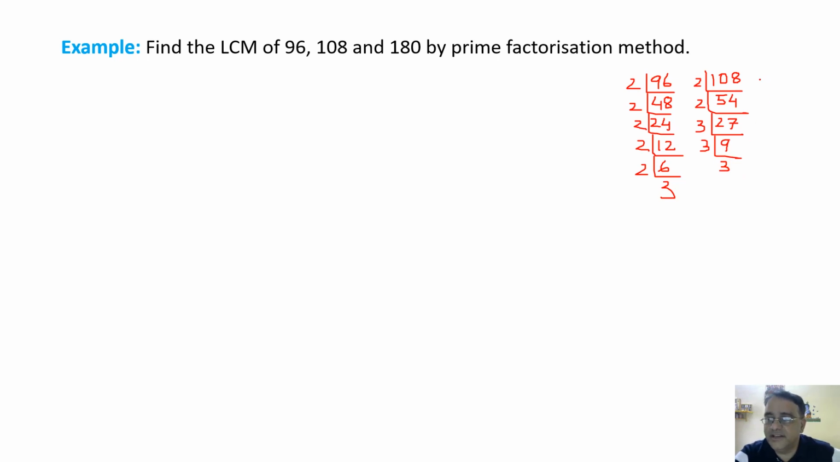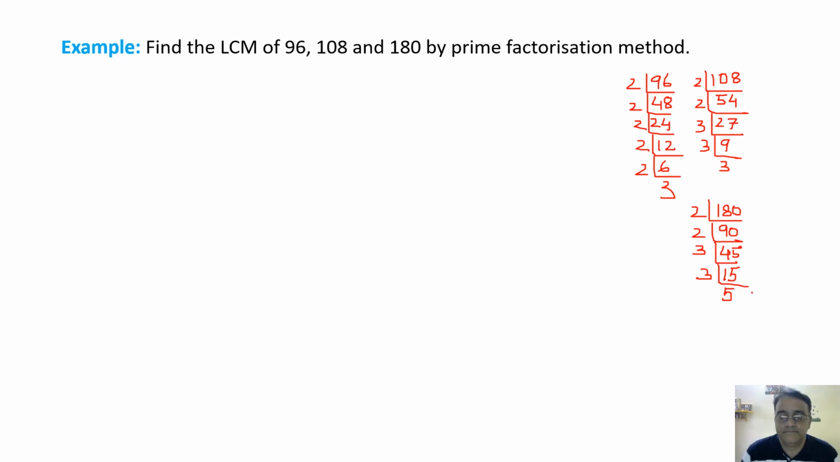Now 180. So we'll do it here. 180, first you divide by 2, you will get 90. Again divided by 2, 45. Again divided by 3, you will get 15. That's 9? Again divided by 3, you will get 5.